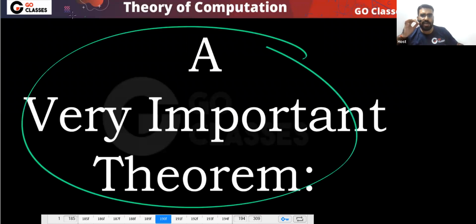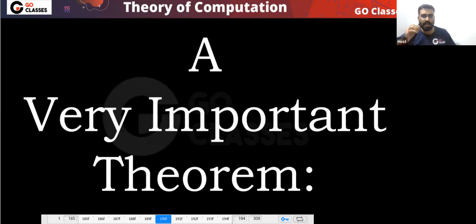So what we have done is show that recursive languages are closed under complementation. This is a very important conclusion. Anyway, I will give the conclusion after some time, but this is the idea. Now a very important theorem we will see. Let's see this theorem.